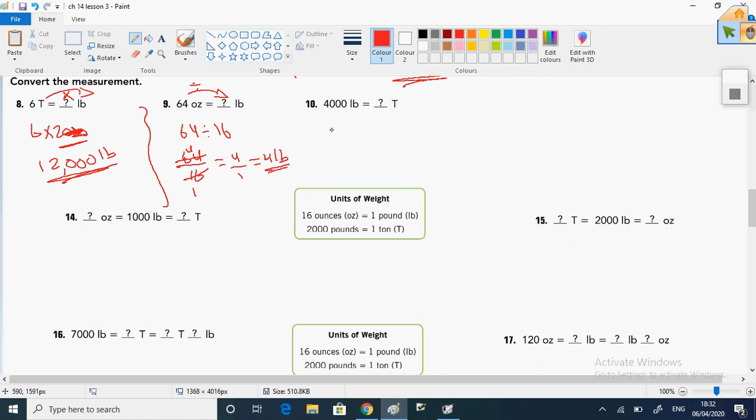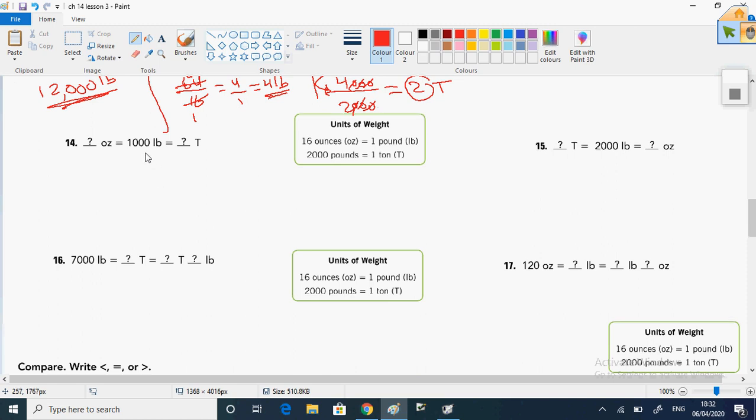Okay? Again here the same, 4000 lb to ton we have to divide by 2000. So I will say 4000 divided by 2000, or 4000 over 2000, because division we can convert as a fraction, cross 1, 2, 3 zeros, 1, 2, 3 zeros. So 4 divided by 2 is 2 tons.